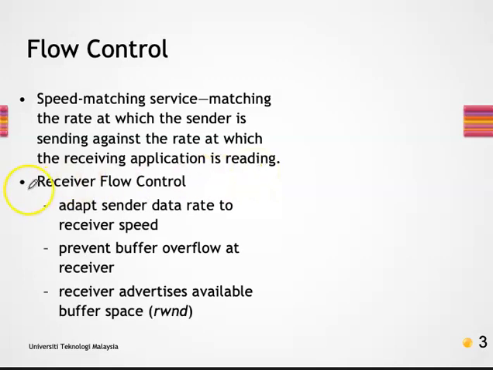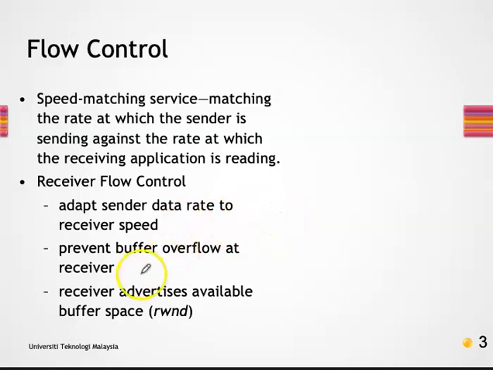At the receiver, flow control also adapts the sender data rate to the receiver speed. For example, if the receiver speed is slower than the sender data rate, it will cause congestion because the packet processing rate at the receiver could not match the rate of packet arrival. Hence, the input queues will become longer. This is just like the one that I drew on the previous slide. The congestion happens at the arrival, where the input queues will become longer and longer because it couldn't match the packet processing rate at the receiver.